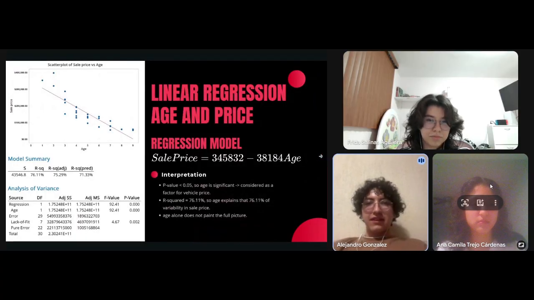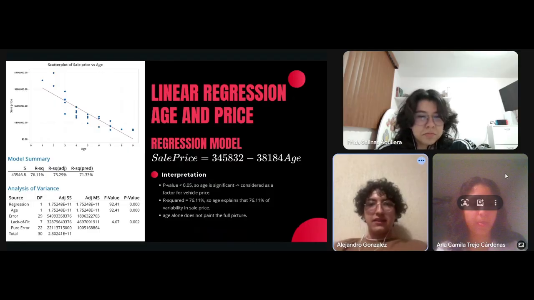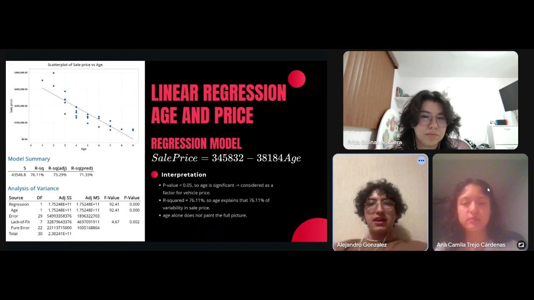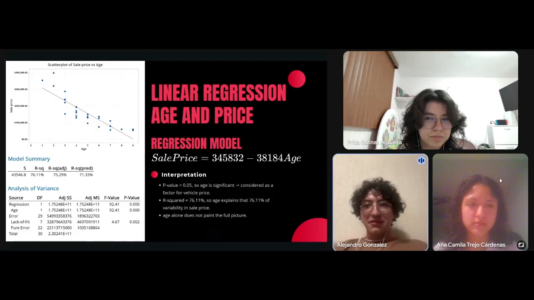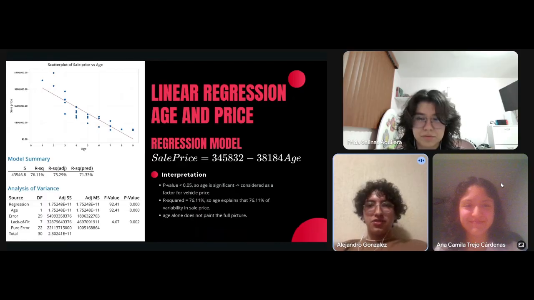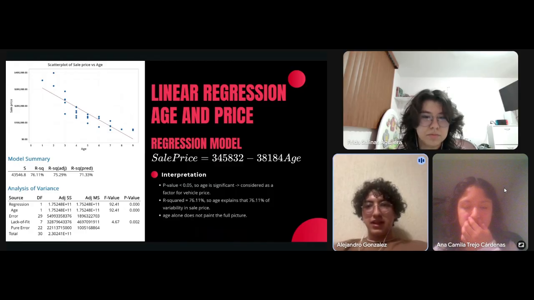So after analyzing the data set, we were able to get this linear regression model accounting for the age and the sale price of the vehicle. And this equation we got is the price being equal to 345,832 minus 38,144 times age, which basically means that on average, the price of a Camaro is going to drop by this number, 38,184, every year of age.